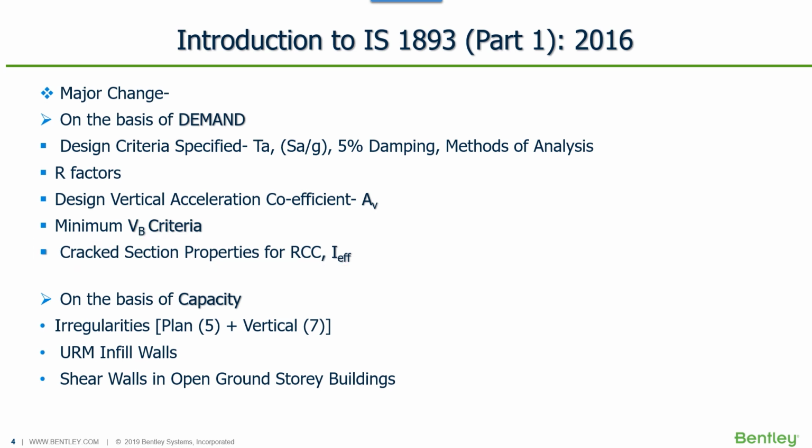And if we talk about the capacity, we have to check for the irregularities. Irregularities have been classified into 2 types: plan irregularity and vertical irregularity. Plan irregularity consists of 5 parts, and vertical irregularity consists of 7 parts. We will discuss that later on in this particular video. We are getting different specifications to be used for the URMs, and we are getting a new specification for the shear walls allocation in the open ground story building.